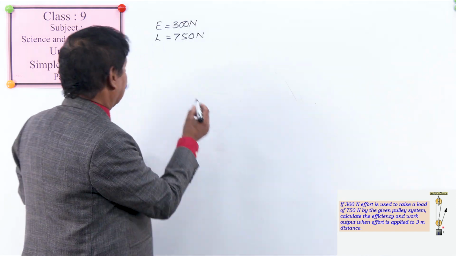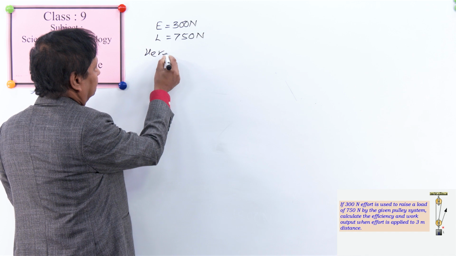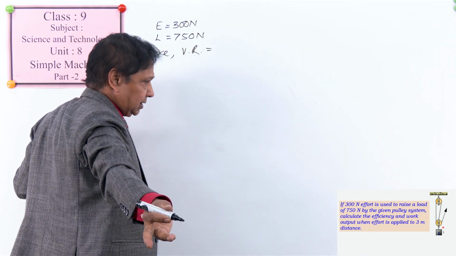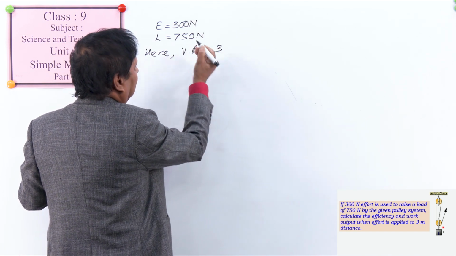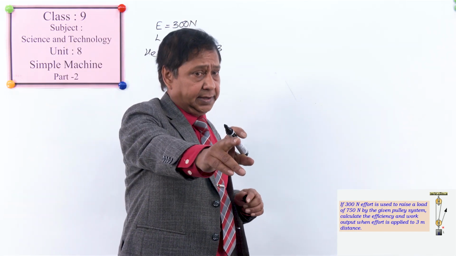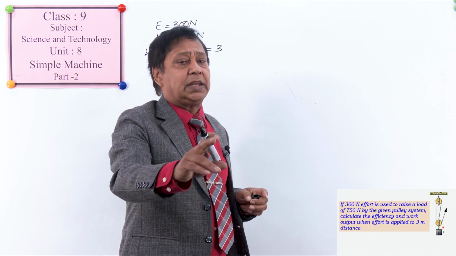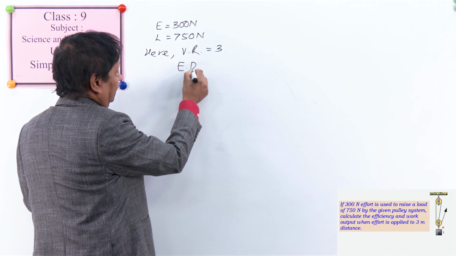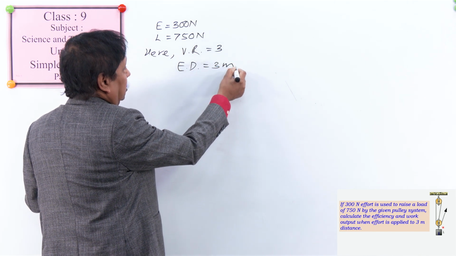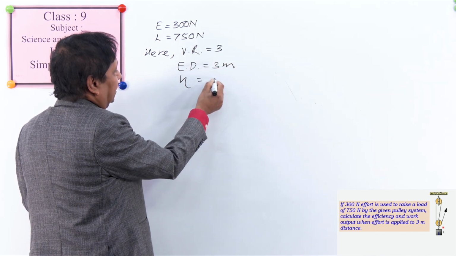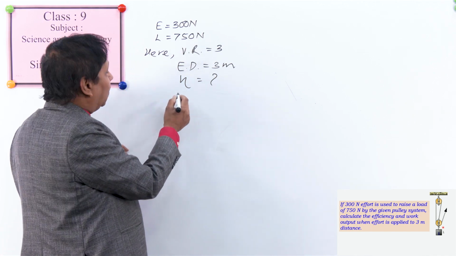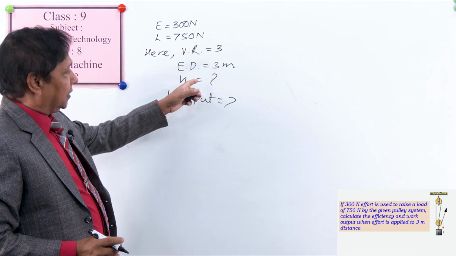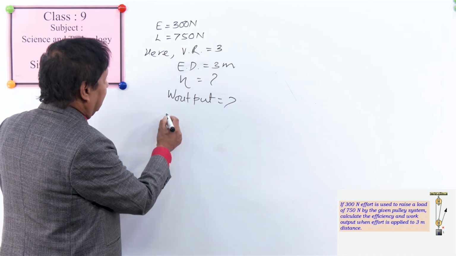We can write here VR, which is given in the diagram, actually 3. We have two questions here. Efficiency and work output when effort is applied to 3 meter distance. Effort distance is 3 meter, then what is efficiency and what is work output? Work output. Now how to calculate this? First, efficiency we can calculate easily.